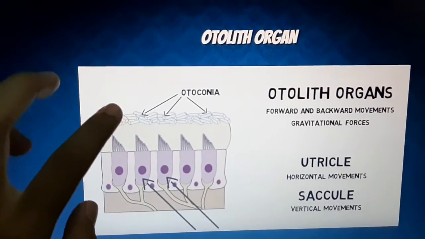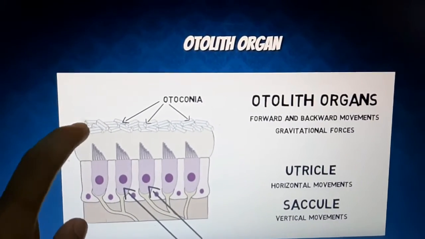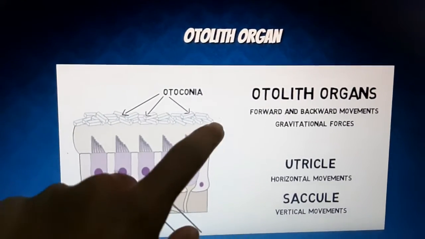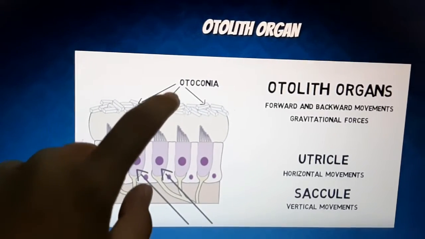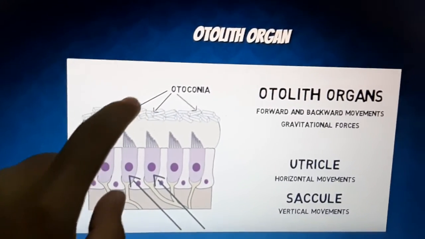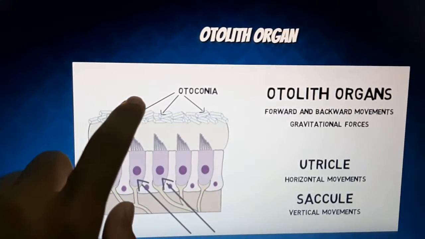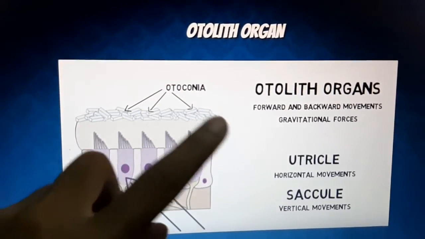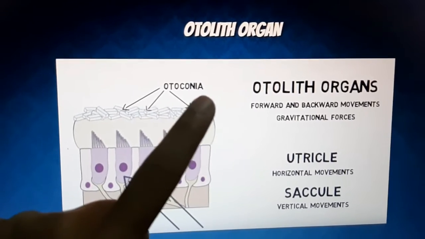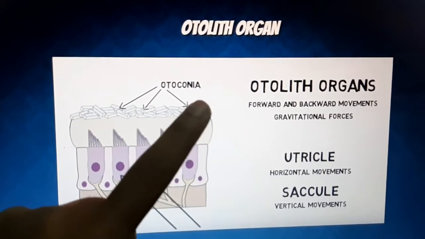So this is the otolith organ. What we see is otoconia. Otoconia are made up of crystals of calcium carbonate. Basically, the otolith organ is for our movement, forward and backward movement.